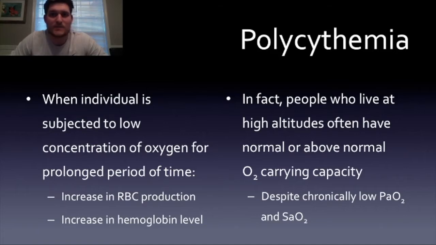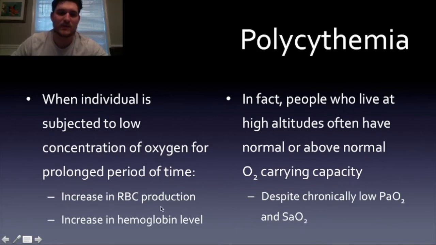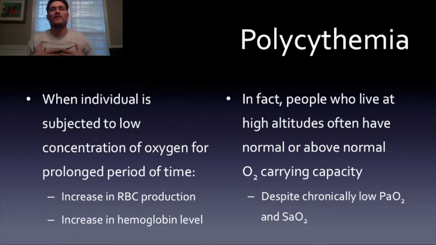Another adaptation that comes from going into altitude is what's called polycythemia, or the synthesis of red blood cells. So when an individual is subjected to low concentrations of oxygen for a prolonged period of time, this increases red blood cell production. And of course, we need to increase our hemoglobin. And so this is a strategy in order to basically combat the changes that are occurring at high altitude. So if you have more red blood cells, you have a higher oxygen binding capacity in the blood. So that's a way to partially try to increase that O2 content within the arterial blood.